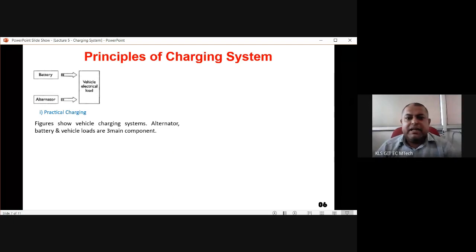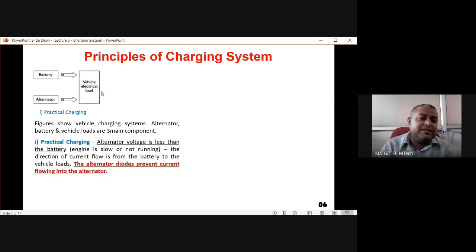Now this is another very important slide. What are the basic principles of the charging system? You can see here, this is the first type, the practical charging. In practical charging, the car is on, the engine is running. The alternator is producing energy, and that alternator is giving energy to the vehicle electrical load. If there is some DC requirement in the vehicle electrical load, that is satisfied by the battery.